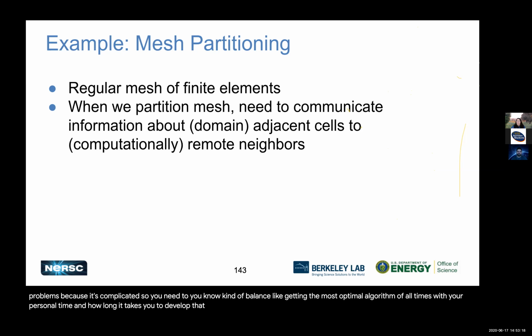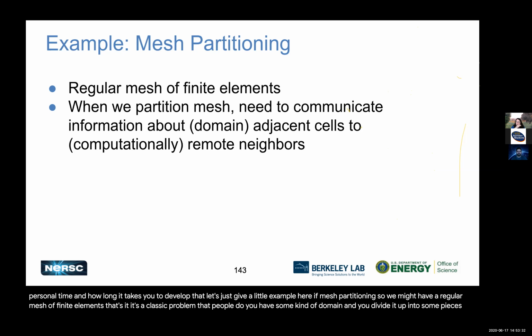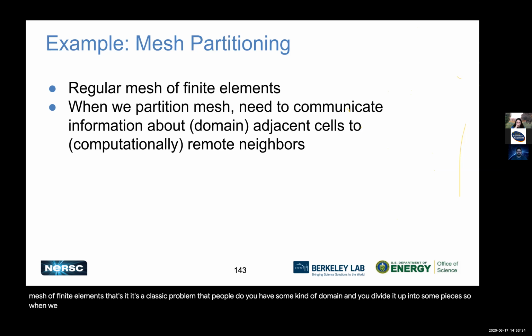Okay, so let's give a little example here of mesh partitioning. We might have a regular mesh of finite elements. That's a classic problem that people do. You have some kind of domain and you divide it up into some pieces. When we partition it, we're going to need to communicate information about cells that are adjacent on the domain to their neighbors who might be on a different MPI process.